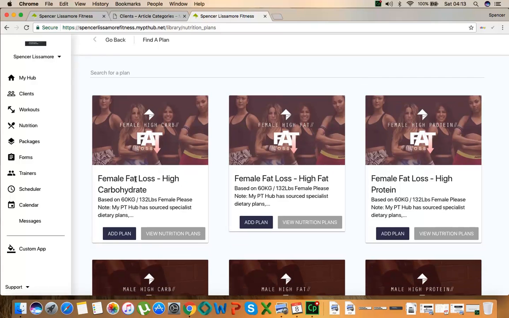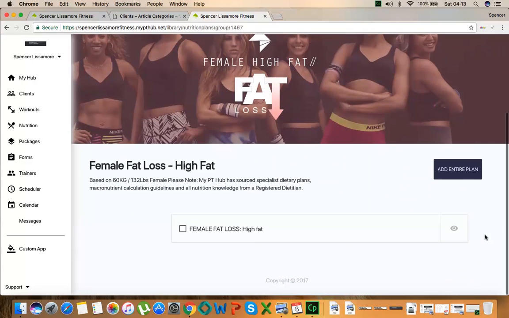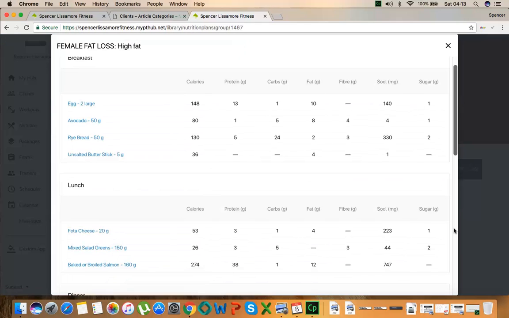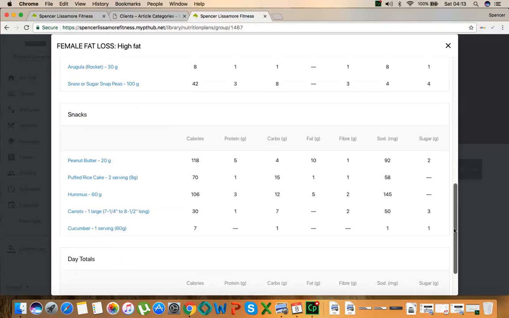So female fat loss, high carbohydrate, it's not used that much, but what we do tend to use is high fat, as we try to change our fuel source from carbohydrates to fats. So this is a very popular one, the female fat loss, high fat. Now this is a very basic plan. As I say, we have breakfast, lunch, dinner, snacks, and that is it.